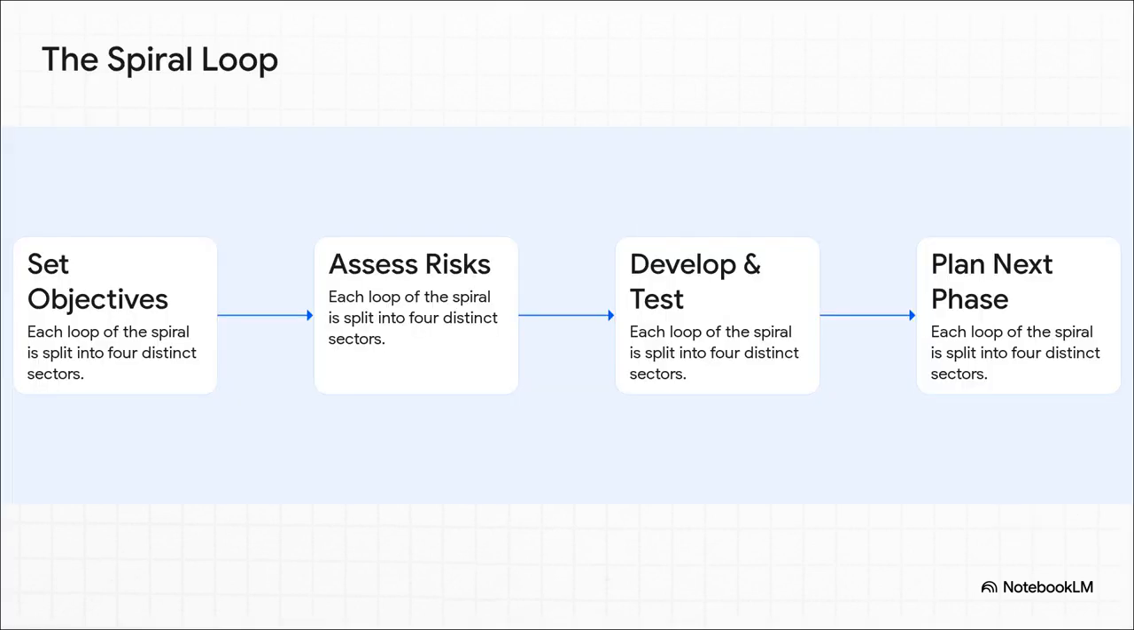And every single one of those loops is broken down into 4 distinct phases. First, you figure out your objectives for this cycle. Then, and this is the most important part, you assess and reduce any risks. After that, you actually build and test the thing. And finally, you review how it all went and plan your next trip around the spiral. It's this relentless cycle of caution and creation.